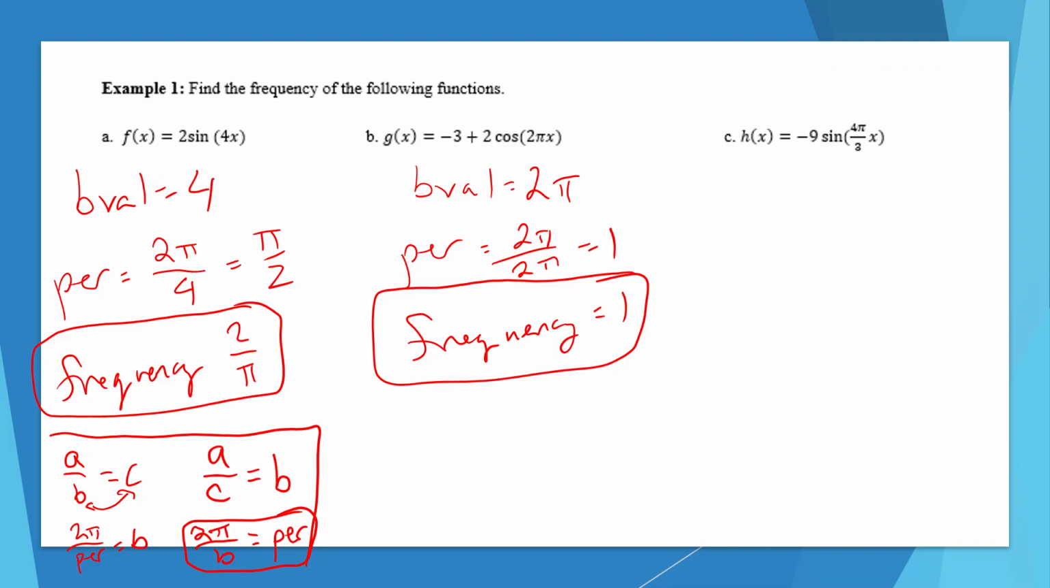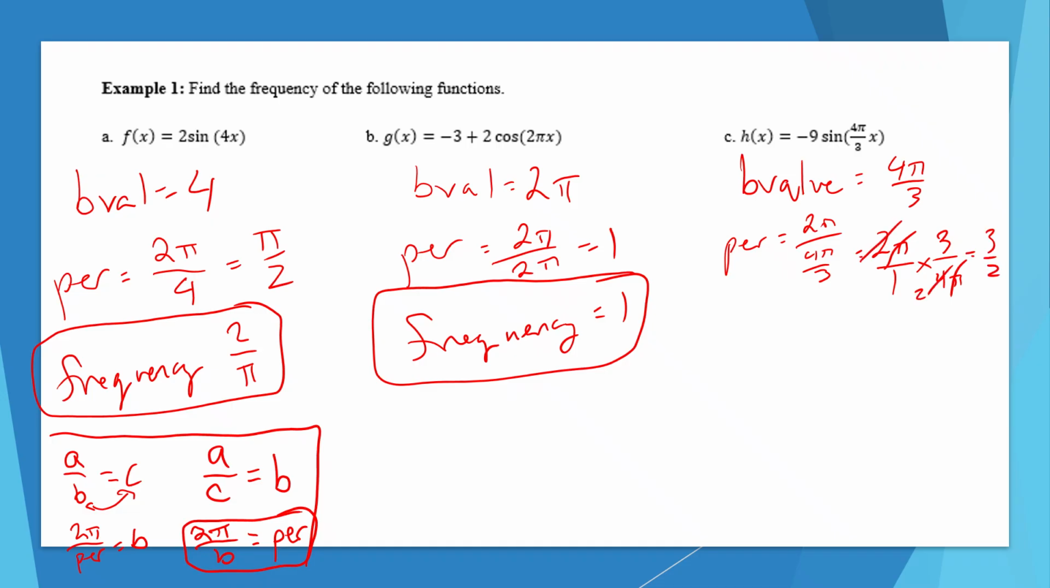And then finally here, our b value is 4 pi over 3. So then our period is going to be 2 pi over that, which is 2 pi over 1 times keep, change, flip, 3 over 4 pi. Those cancel out. That cancels out. And we have 3 over 2 as what we're left with as our period, which means our frequency is going to be the reciprocal, 2/3 there.